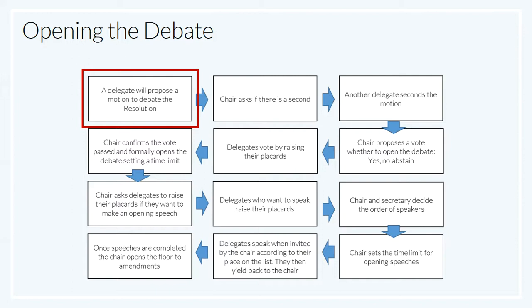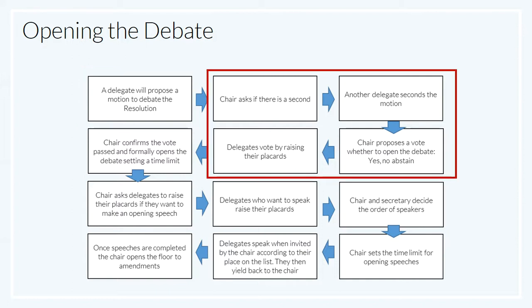Now, once you propose something, they have to see if there's support. So let's say, is there a second? A second is when another member state says, I also believe we should do this. And so the chair asks, another delegate says they do. And then they say, right, shall we have a debate? Yes, no, or abstain. And then the delegates vote.